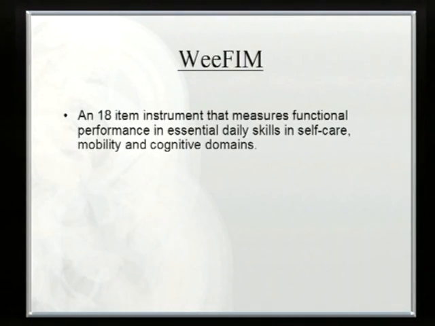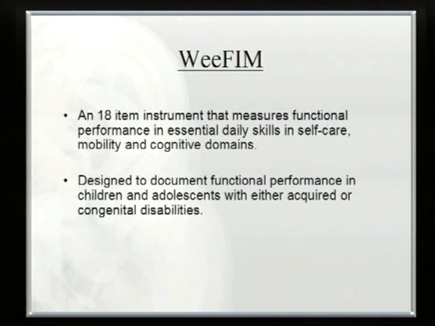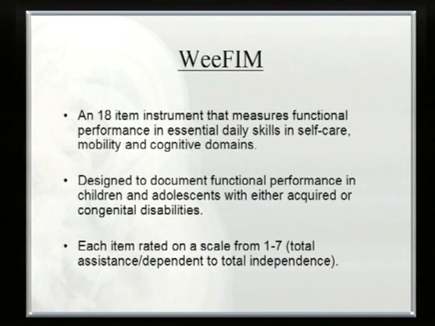So to get more detailed information, we decided to also administer the WeeFIM. This is an 18-item instrument that measures functional performance in essential daily skills in self-care, mobility, and cognitive domains. It's designed to document functional performance in children and adolescents with either acquired or congenital disabilities. Each of these items is rated on a 1 to 7 scale, which goes from total assistance needed to perform a specific task to total independence, requiring no assistance for specific tasks.